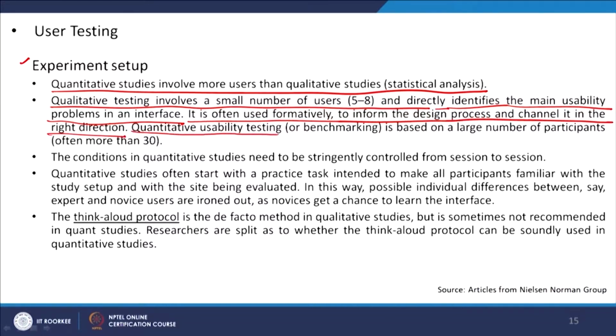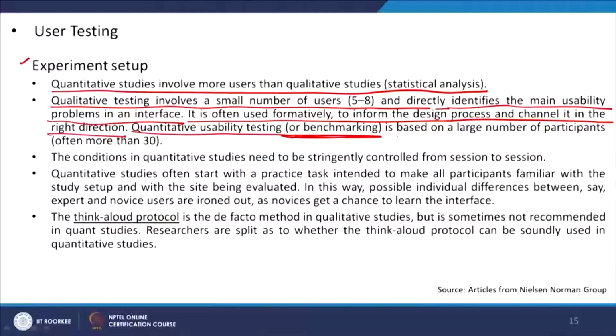Quantitative usability testing is mostly for benchmarking against the existing product with the design idea, or it can be a comparative analysis between the multivariate designs. This is based on a large number of participants, often more than 30, and the larger the number, the better the research will be. The conditions in quantitative studies need to be stringently controlled and cannot be changed from session to session.